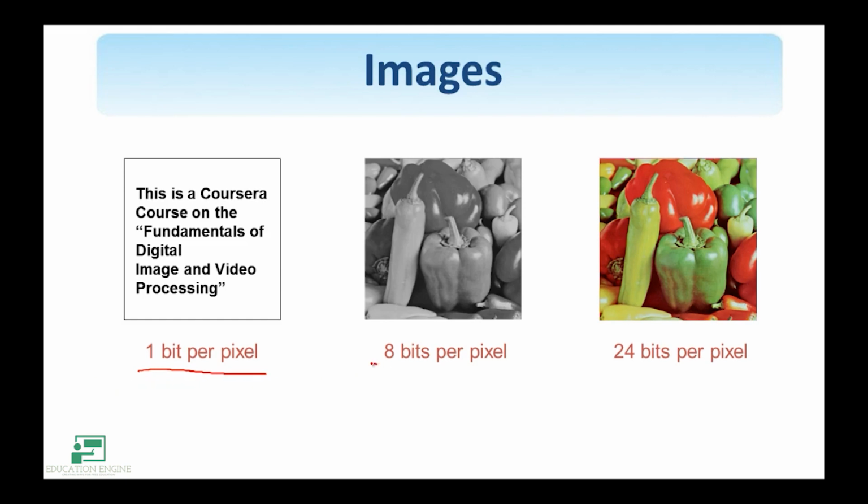In the middle, you see again an 8-bit per pixel image, while on the right is a 24-bit per pixel image. This is a true color image. I have 2 to the 24 different color values. This should be around 16 million different colors to represent such an image.